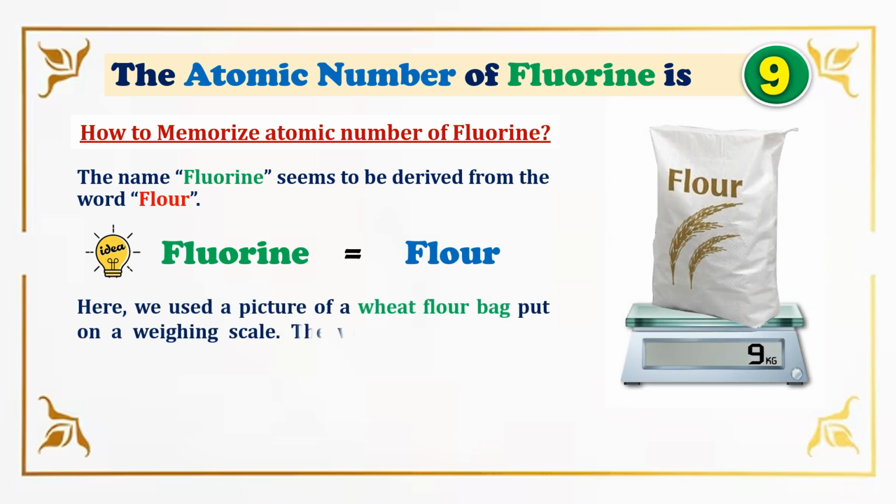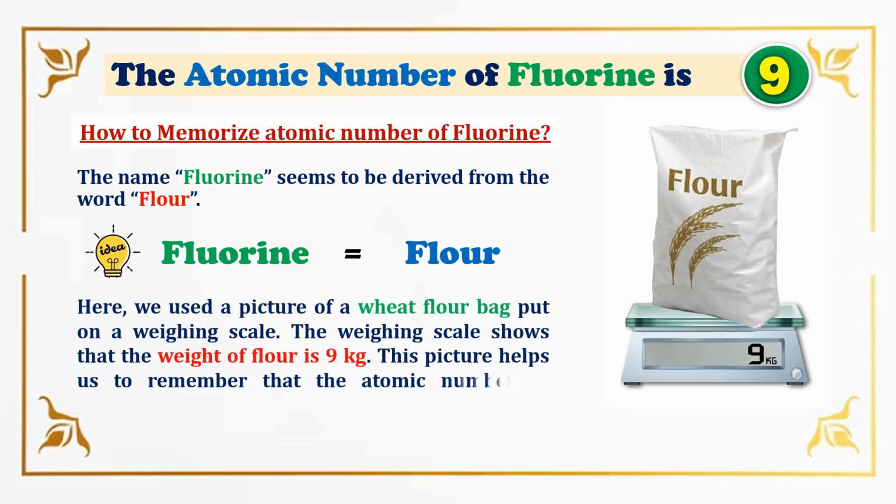So here we used a picture of wheat flour bag put on a weighing scale. The weighing scale shows that weight of flour is 9 kg. This picture helps us to remember that atomic number of element fluorine is 9.